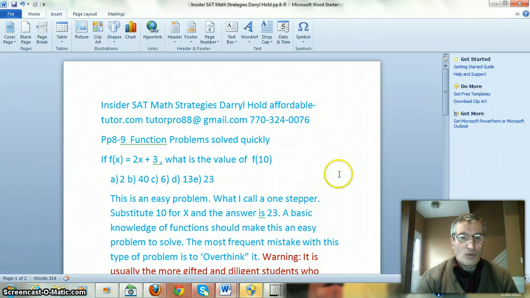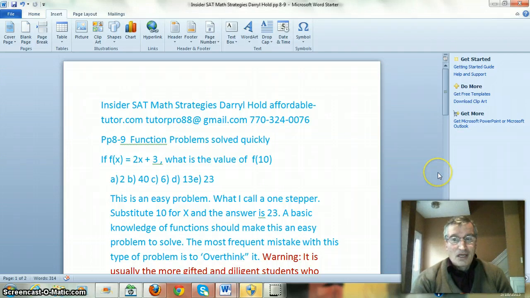and E is 23. This is an easy problem, what I call a one-stepper, and really the difference between difficult problems and hard problems is the number of steps. Substitute 10 for x, and the answer is 23. A basic knowledge of functions should make this an easy problem to solve.